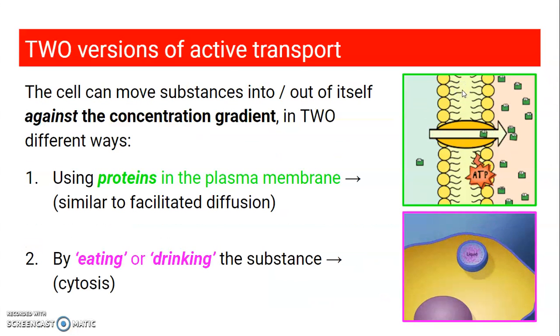So we're going to look at two different processes that require energy and are different forms of active transport. The first one looks very similar to facilitated diffusion, so it requires the use of a protein in the membrane. However, again, we can see here that the substance is moving from the area where there is not a lot of it, low concentration, to the area that it is in high concentration. So this requires the protein to pump it through actively, really force it through the membrane.